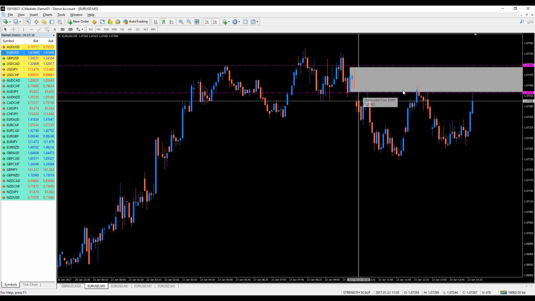Your entry would be down here, either a limit or a market or a stop or whatever you like. But you want your stop to be on the far side of opposing supply and demand. In this case, we'll be putting our stop just above here. So it'd go from here to here, like so.